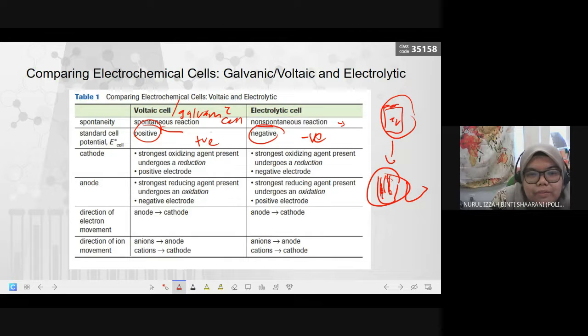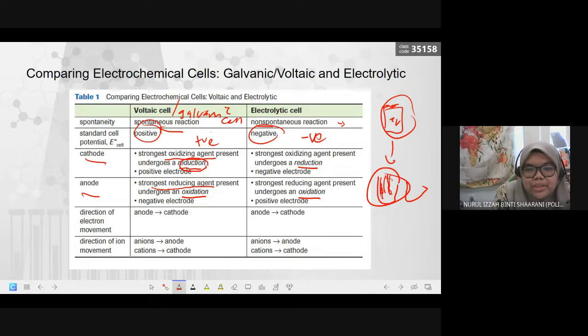Okay, so basically for cathode and also anode, both in voltaic, or galvanic, and also in electrolysis, dua-dua sama je lah. Cathode is going to undergo reduction in electrolytic and also galvanic. Anode is going to undergo oxidation. Same goes with electrolytic cell. So if the electrode undergo reduction, it is going to become strong oxidizing agent. If the electrode undergo oxidation, it is going to become strong reducing agent, okay. So dia terbalik lah.